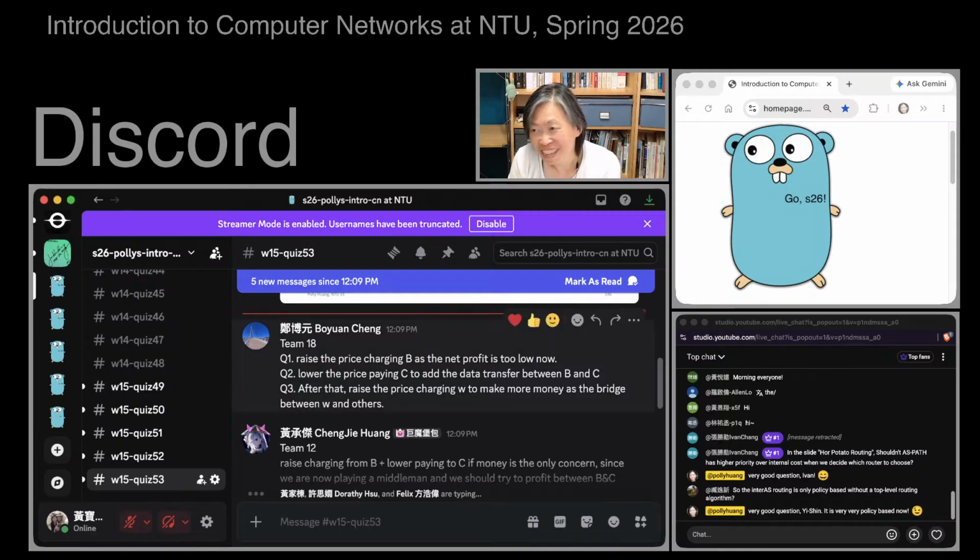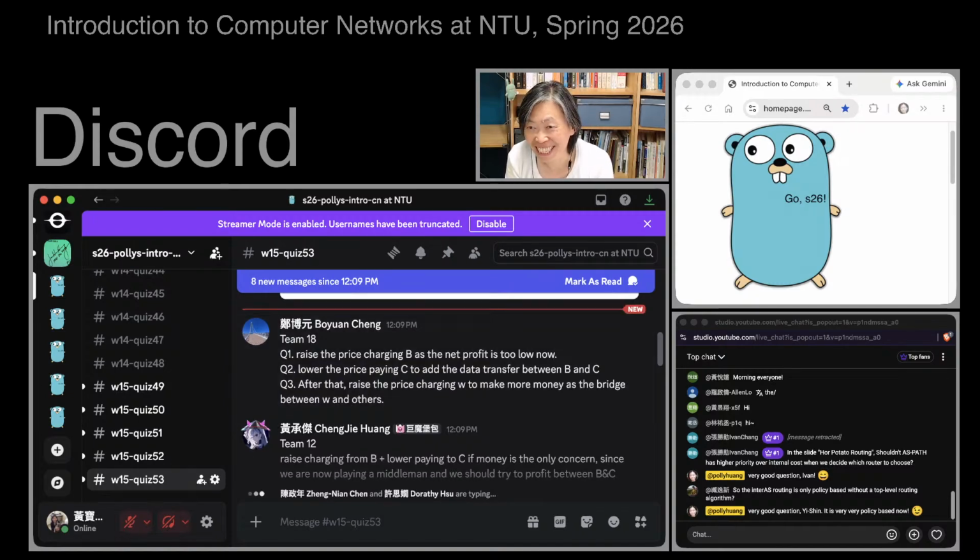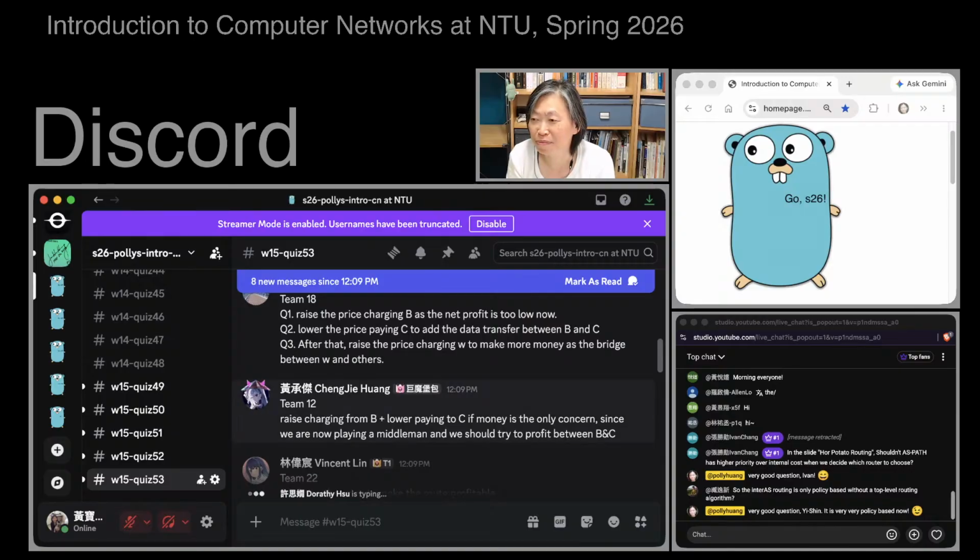So let's see. Team 18. Team 18 says raise the price charging B, lower the price paying C. So this is obvious, right? In order to balance and reduce the deficit. But after that, raise the price charging W to make more money, to further lower the deficit. Yeah, but I'm not quite sure whether W is going to be happy though. Team 18, right? 博元.